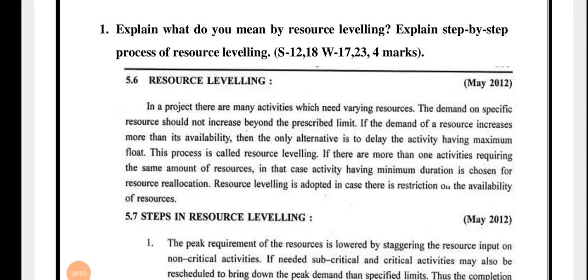Hello students, I am here with a very important question for your GTU exam of Construction Engineering and Management, that is, explain what do you mean by resource leveling. Explain step by step process of resource leveling.